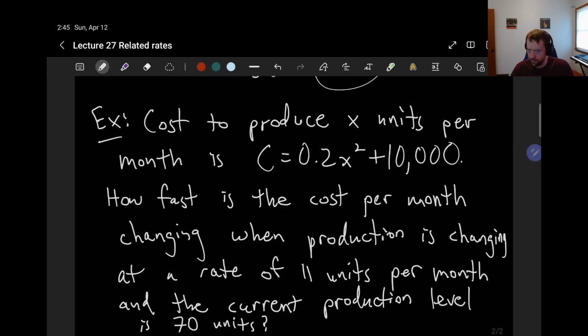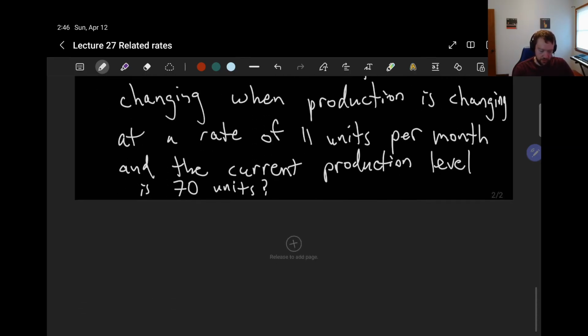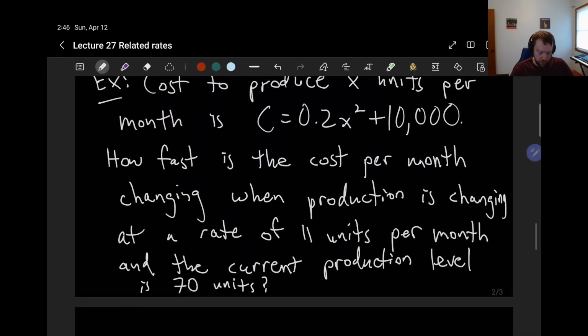All right, let's recap real quick. The cost to produce x units of our product is given by this equation here. And we want to know how fast this cost is changing when we know how fast the production is changing per month. That's 11 units. And we know the current production level of 70. So we figured out the relationship. Well, it was told to us. And it's not necessary to draw a picture. That's not really going to help in this case.